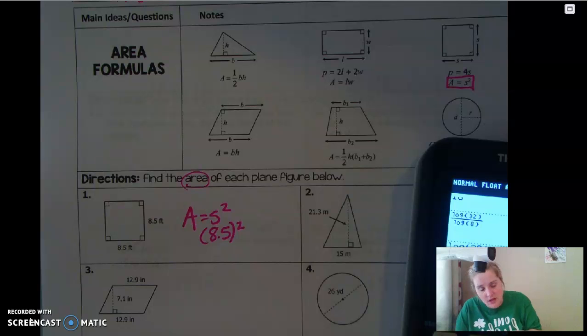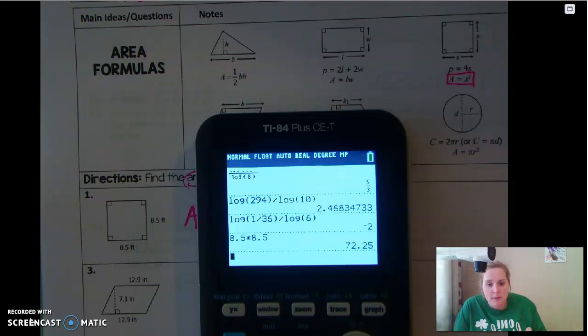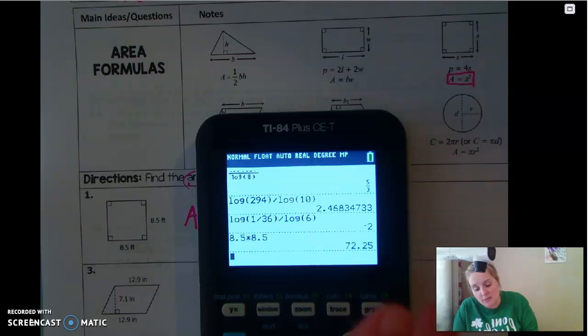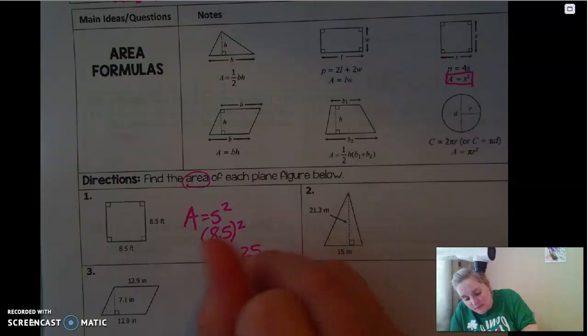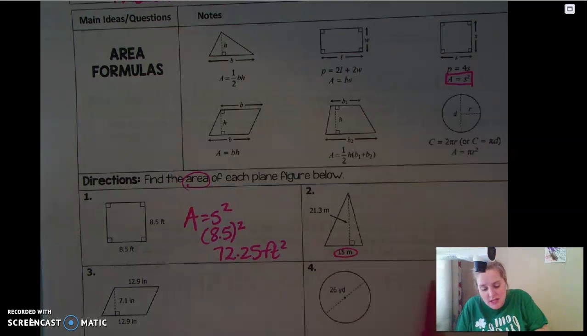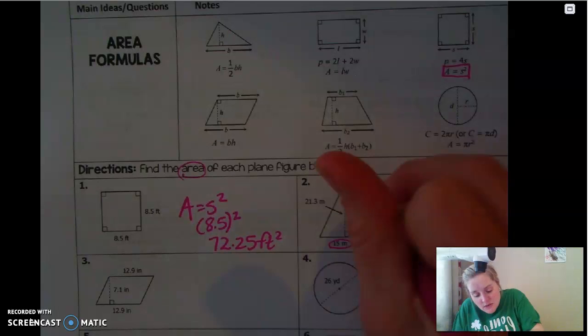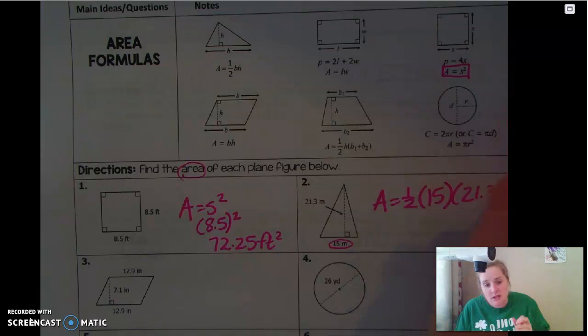8.5. I did bring a calculator home to do this. I know that you probably don't have this calculator at home, but the one on your cell phone will work just fine. So that's going to be 72.25 feet squared. Now, again, I'm not going to work each one of these out because I only have 15 minutes, and I know that you don't want to listen to me any longer than you have to, but I'm going to talk about each one just a little bit. This is the base, this is the height. So then you would just do 1/2 base times height, do the math.